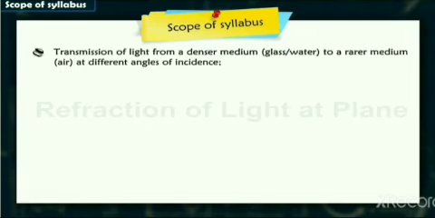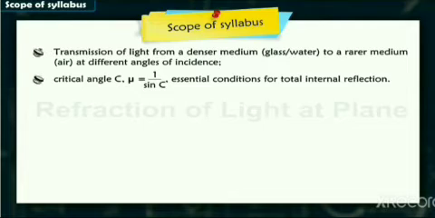Scope of syllabus. Transmission of light from a denser medium, glass or water, to a rarer medium, air, at different angles of incidence. Critical angle C, mu is equal to 1 upon sine C. Essential conditions for total internal reflection.